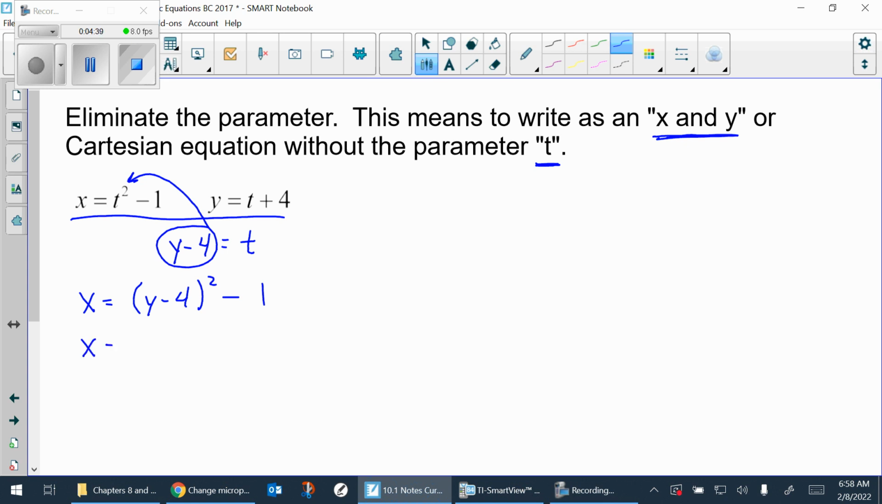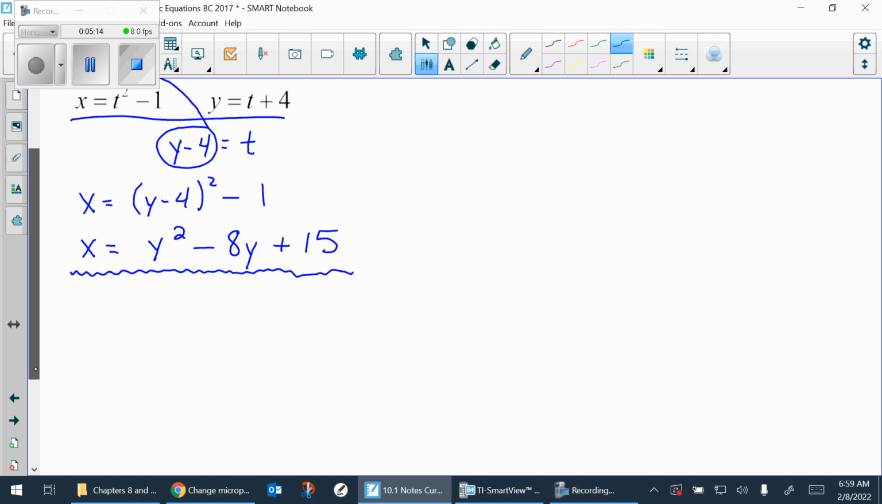And now I've got y squared minus 8y plus 16, but then we subtract 1, so it would be only plus 15. Now, looking at this equation, you recognize an x equals y squared is a side opening parabola that opens to the right. So that's how we eliminate the parameter to get it into x and y terms that we're more familiar with.